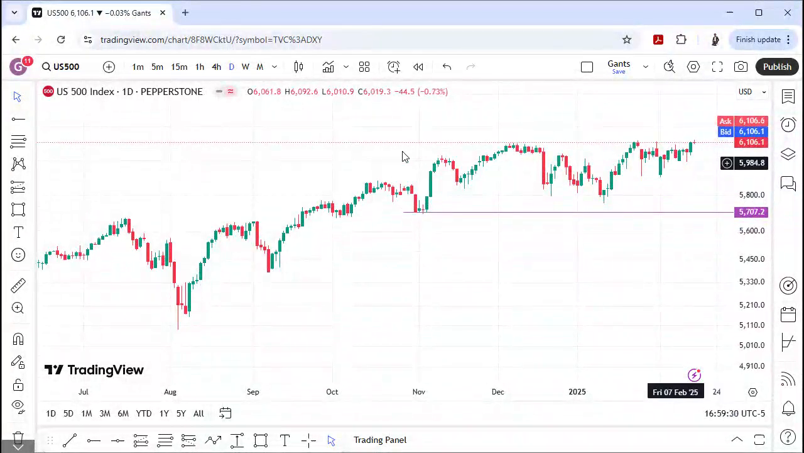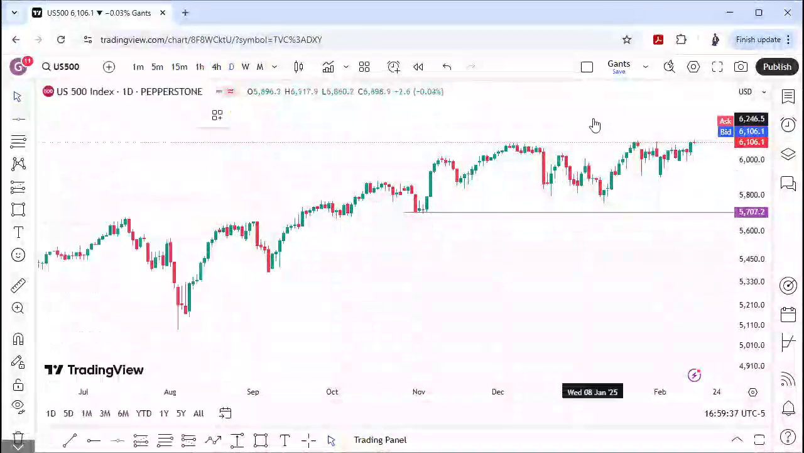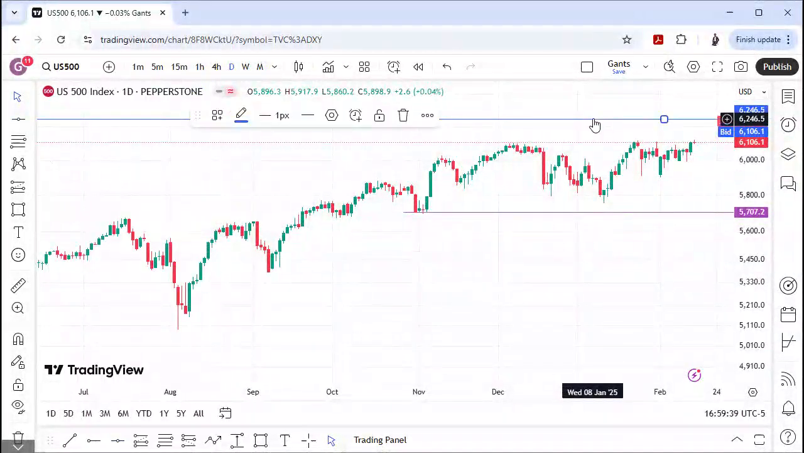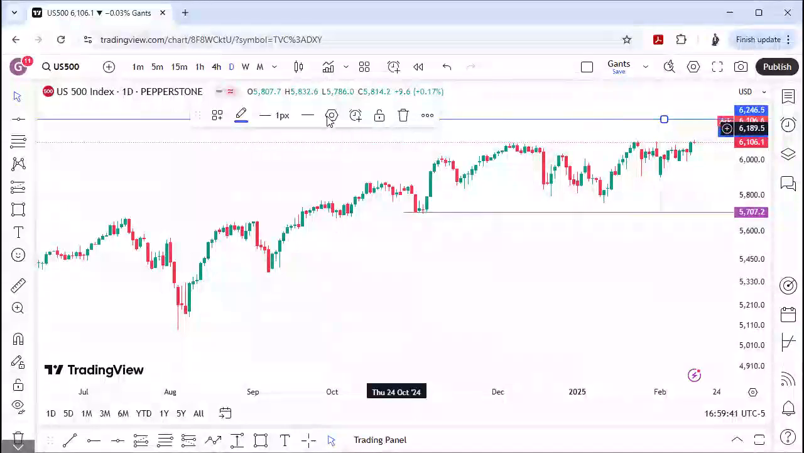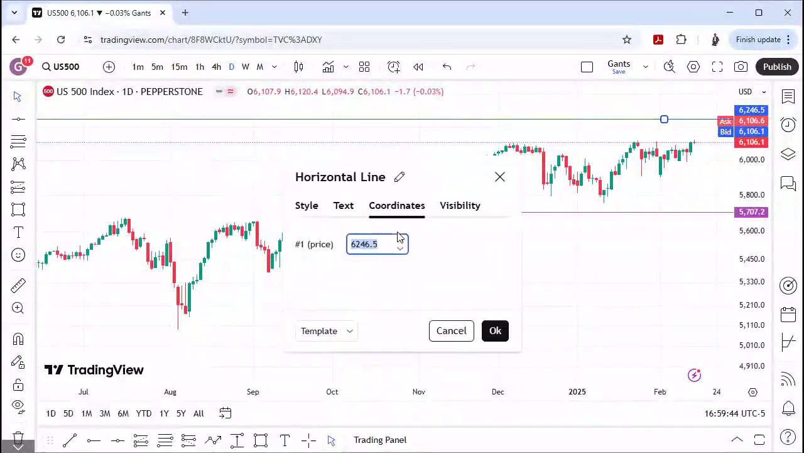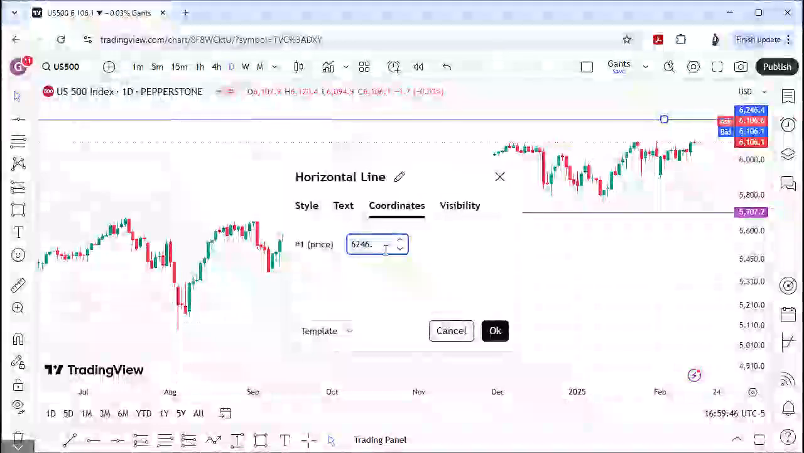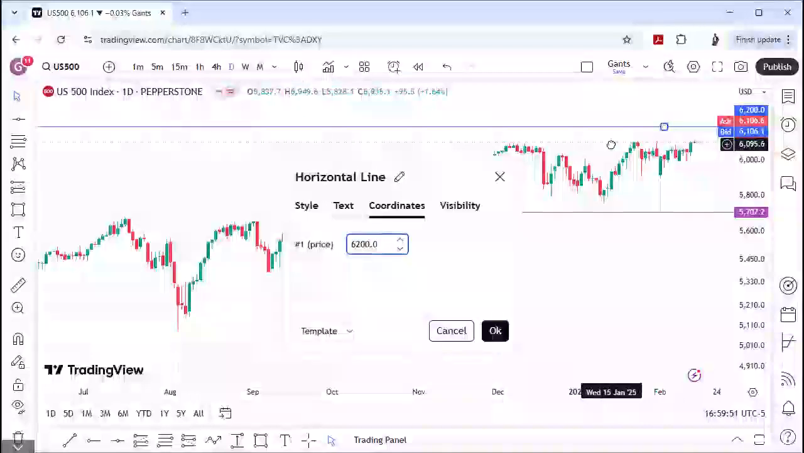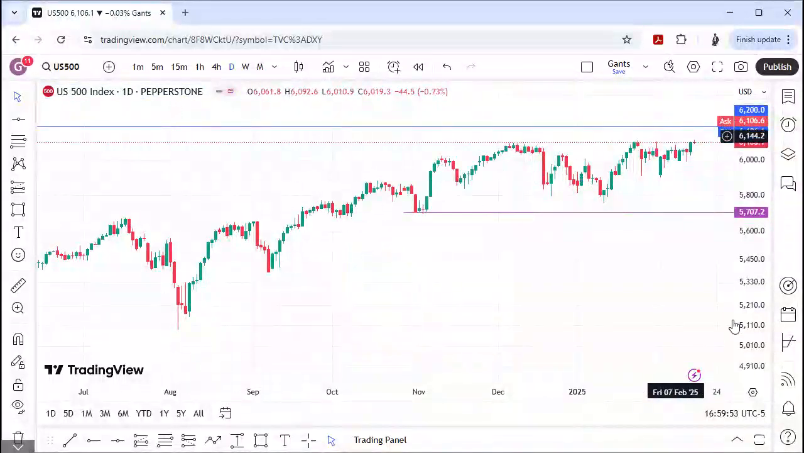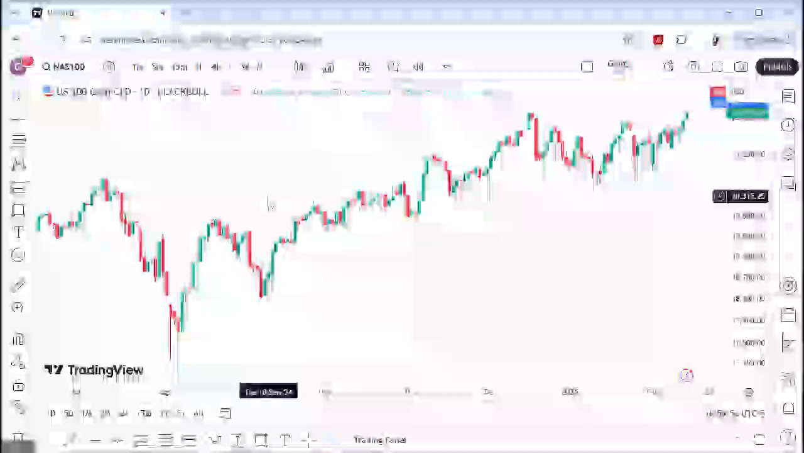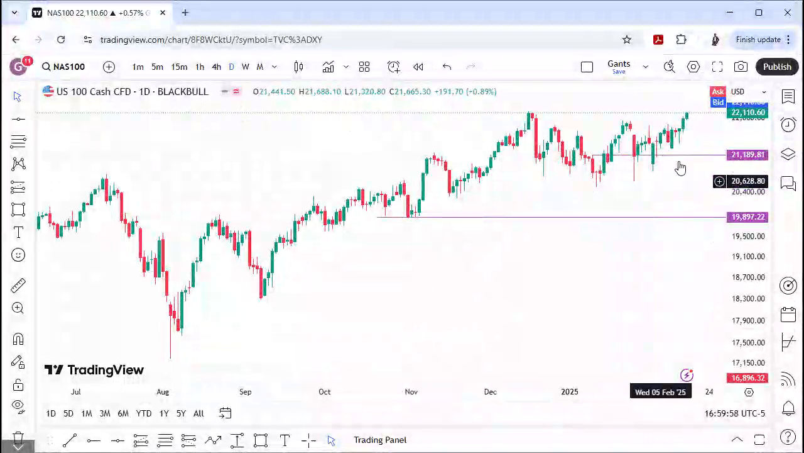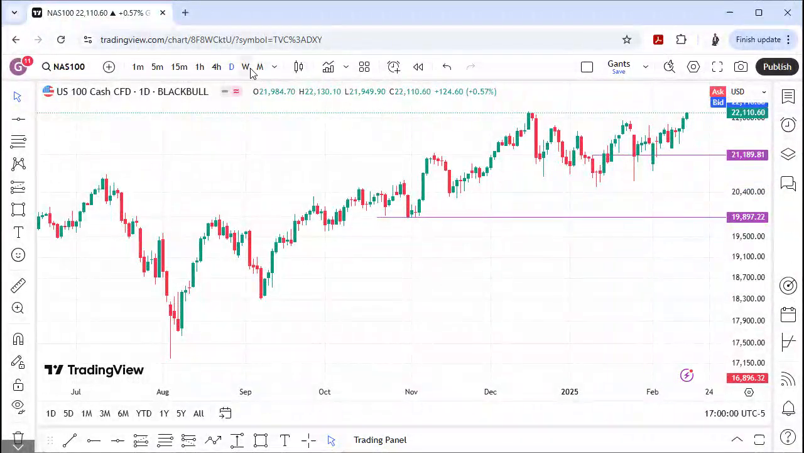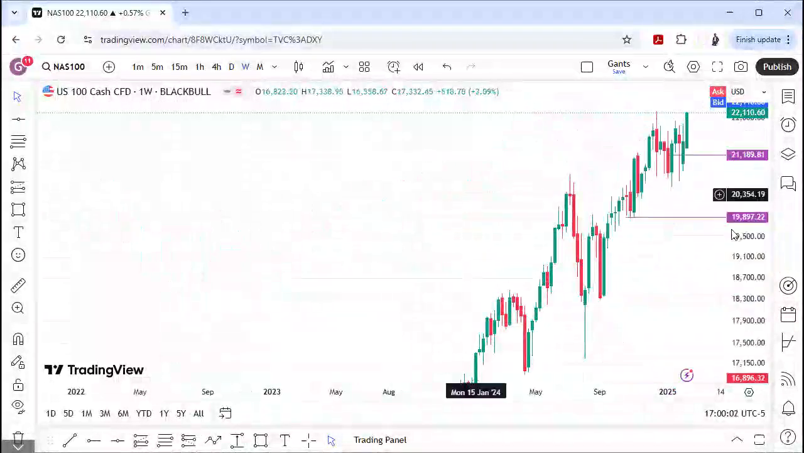6,200 level. That's where I'm looking at price to get to before we have any form of bullish, bearish movement or reversal. Let me mark that level, 6,200. That's where I'm expecting price to get to, okay? 6,200 price level.